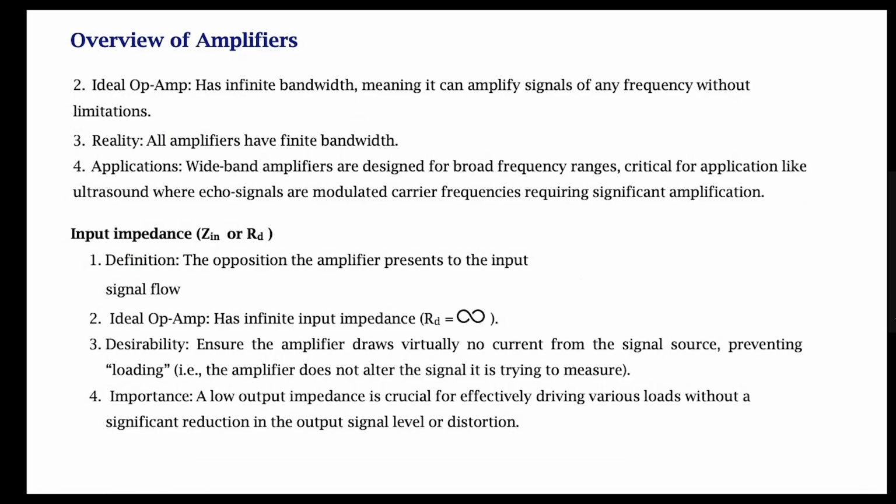Then you have input impedance. This is the resistance, or the opposition, that an amplifier presents to the input signal flow. Why is this important? So that we can avoid loading. We already discussed this briefly. An ideal op-amp has an infinite input impedance. Infinite means that absolutely no current ever goes through the op-amp. Almost all the current goes through the resistor connected to the op-amp.